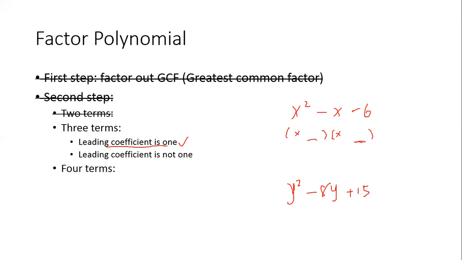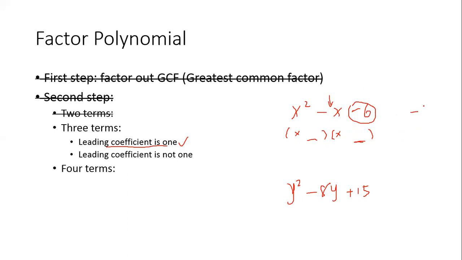Now, those two numbers have a certain property. When those two numbers multiply, they give the constant term, which is -6. When they add up, they give the middle term, which is -1. So what are those two numbers? We can guess and try, guess and try, but I want to do it in a more formal way, so we do not miss any combination.